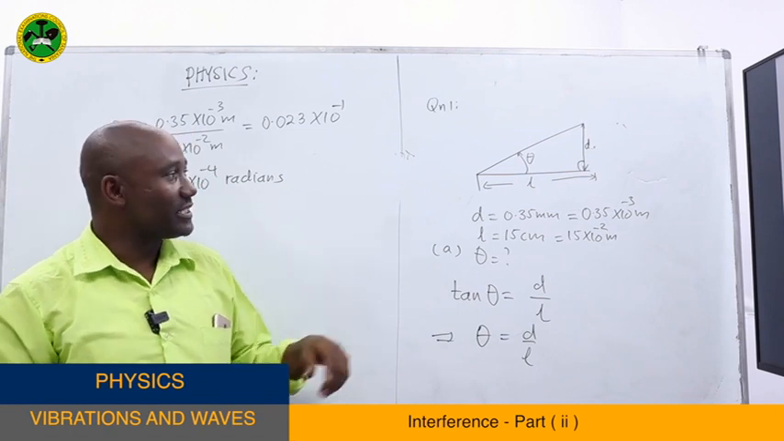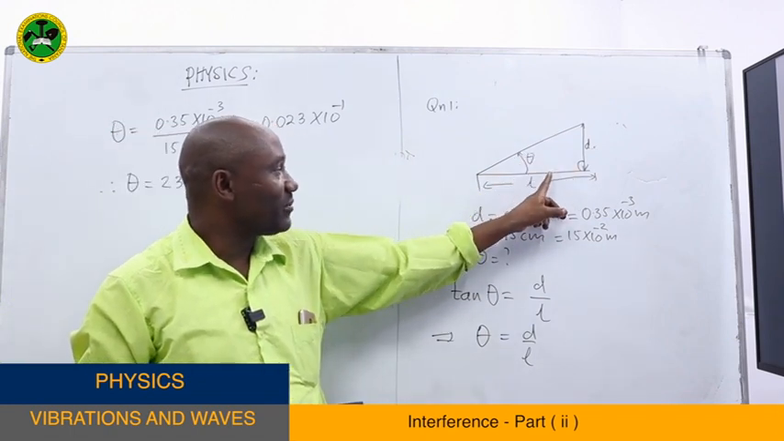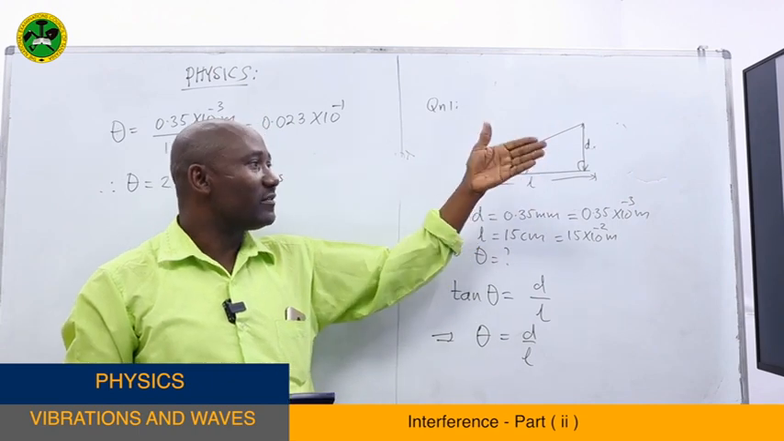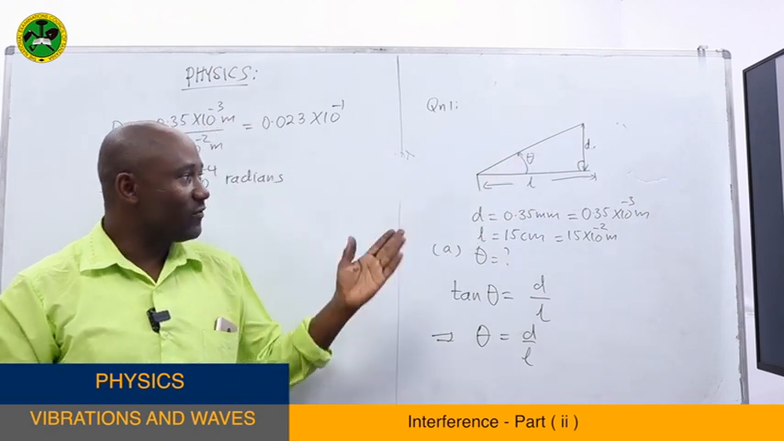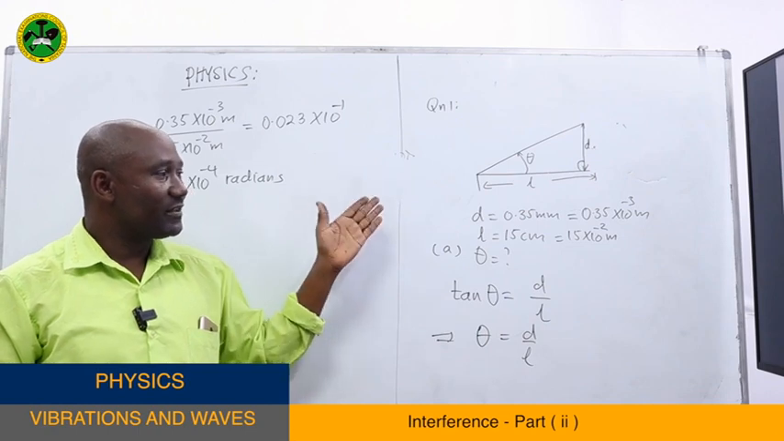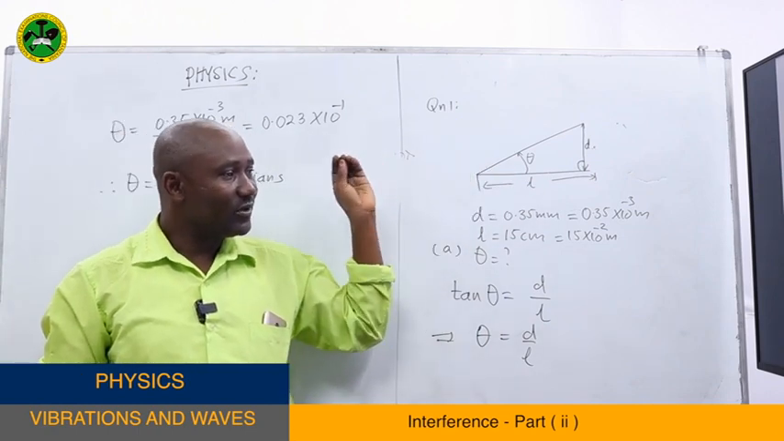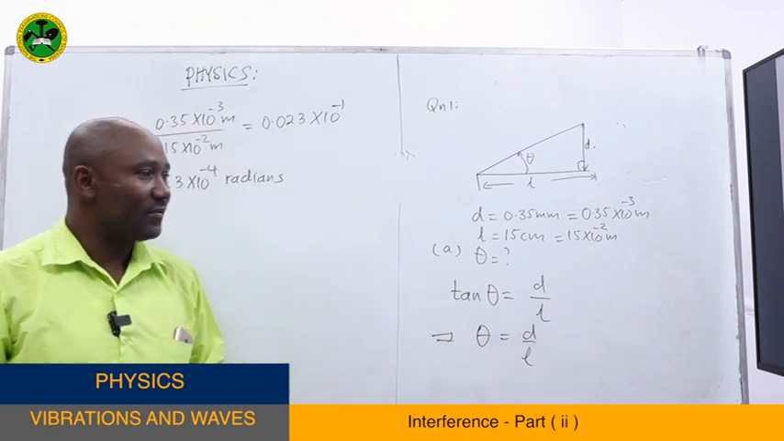Sometimes you may be given a question where you're supposed to find the position or the thickness corresponding to a certain order, maybe second order bright, second order dark, and so on. You should know the specific formula to apply. But when looking for the angle, this is the correct formula.